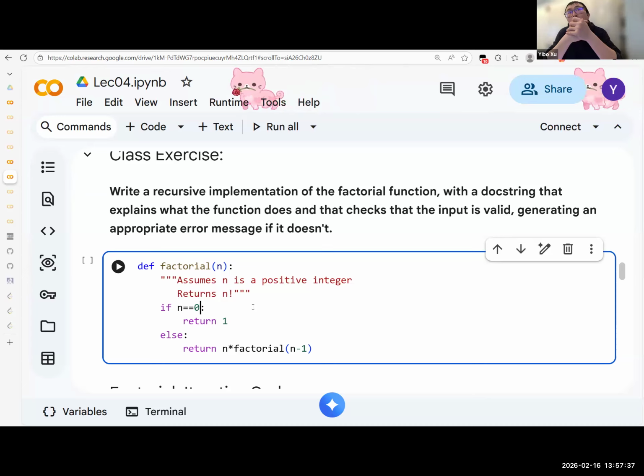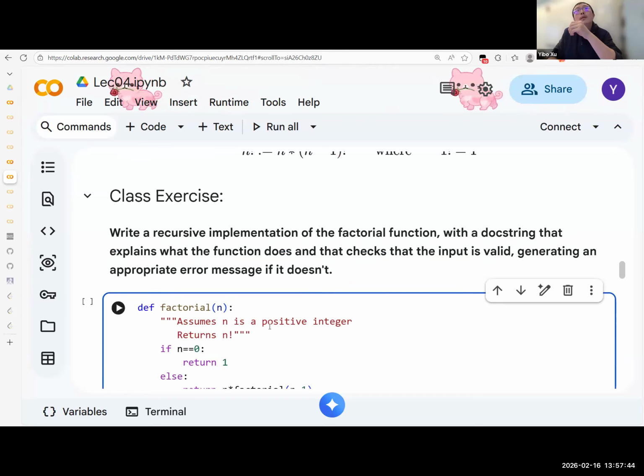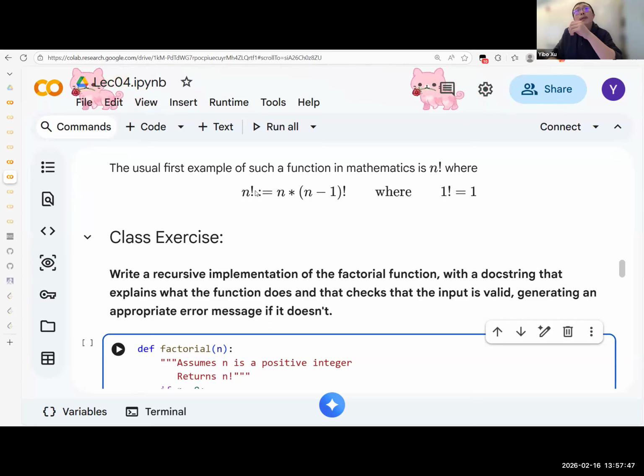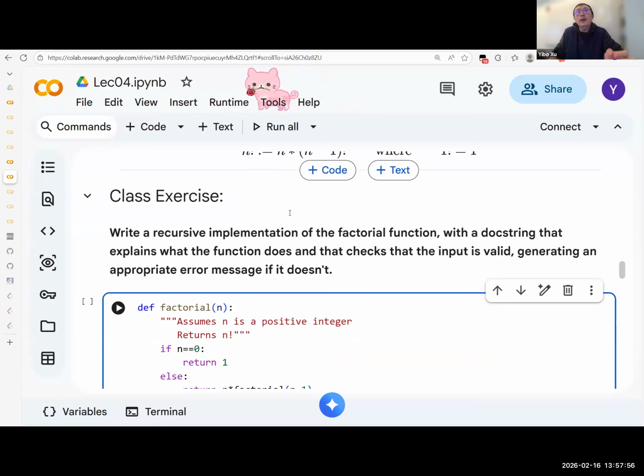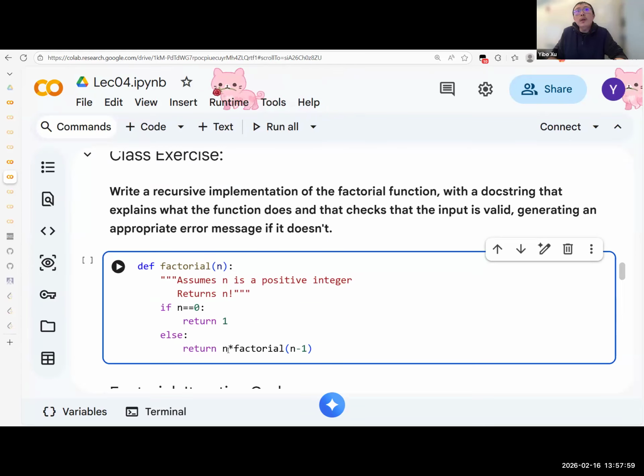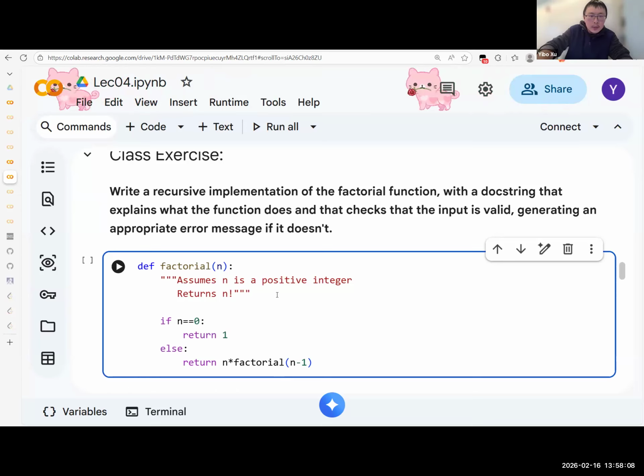And then every latter factorial would rely on the prior. So if you go back to the formula right here, it's n factorial. The factorial with input n relies on the factorial of the previous. Okay, then times that n number. So you just use the return n times the factorial of the previous. So that's the idea.